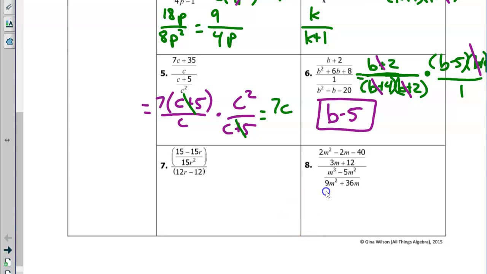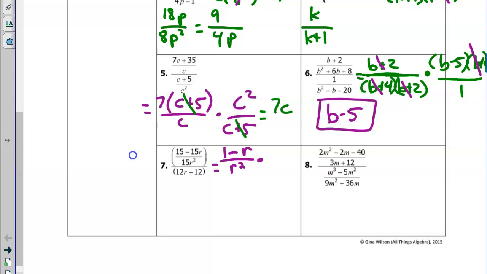Let me do this one that I want. Alright, so we have 15 minus 15r divided by 15r squared, and then that's divided by 12r minus 12. If you divide the 15r squared by the 15r, you get r, so I can take 15 out of everything in the top. So it would be 1 minus r, good. And then what would be on the bottom? r squared. Yep, we can absolutely do that. And that simplifies it quite a bit.